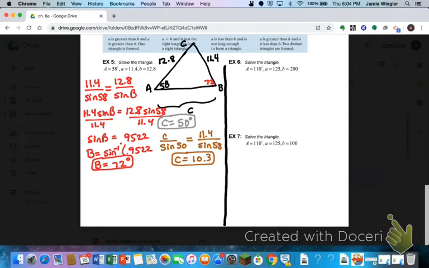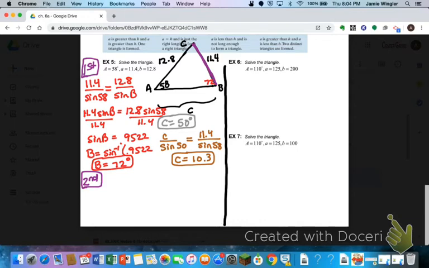I never write in the angle at the top or the side at the bottom, because now I have to check for a second triangle. So this was my first triangle and I got answers. Now I have to check to see if a second triangle exists. So what I'm going to do, and hopefully your geometry teacher showed you this, is take the side that's opposite your given angle.